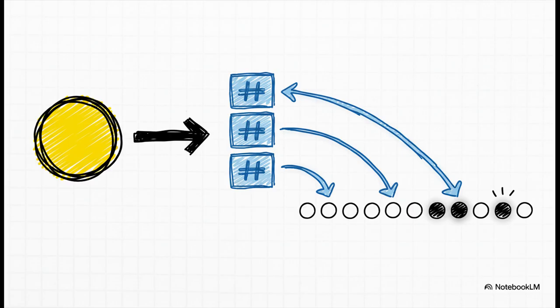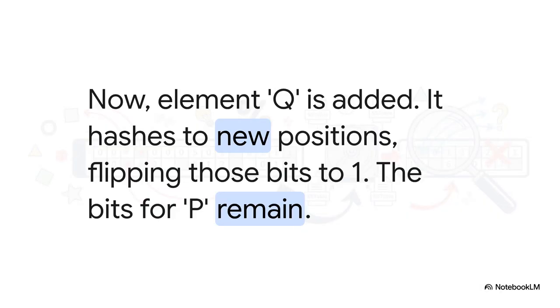Our filter now has a memory of P. All right, next up, element Q. We do the exact same thing. We run it through our hash functions, and this time they point to positions 1 and 13. We flip those to 1. Now notice what's happening. The bits we flipped for P are still there, untouched. The filter is cumulative. It's now storing the combined digital fingerprint of both P and Q.